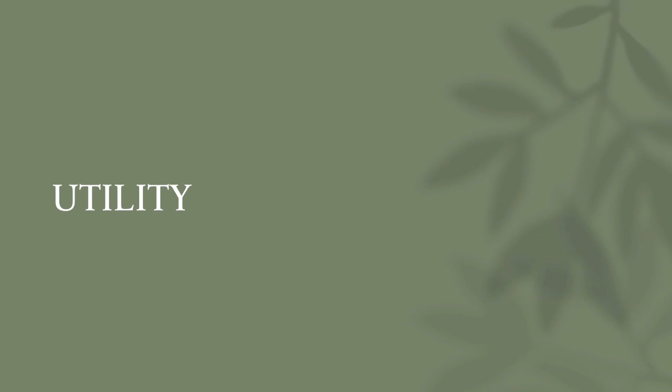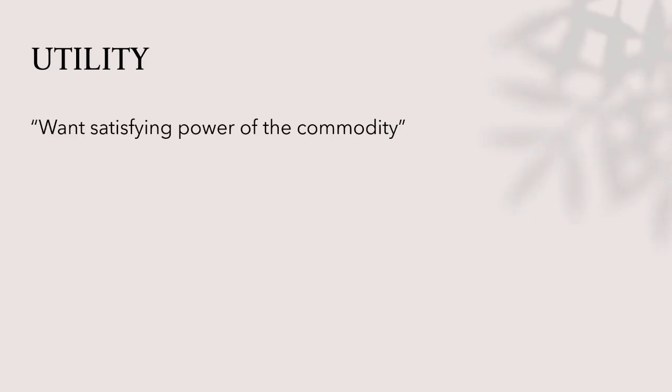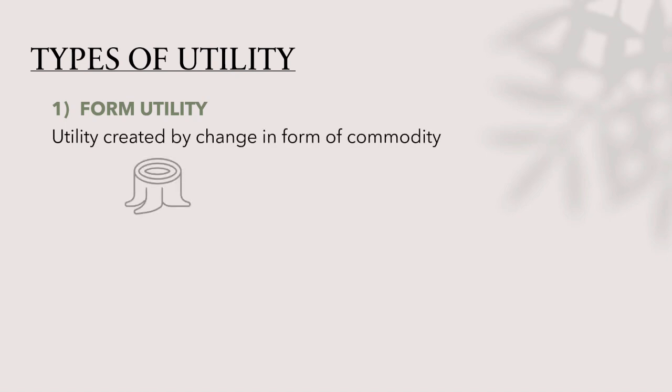Utility. Utility is the want-satisfying power of a commodity. Types of utility. Form utility: utility created by a change in the form of a commodity. Example, wood to furniture, cotton to cloth.